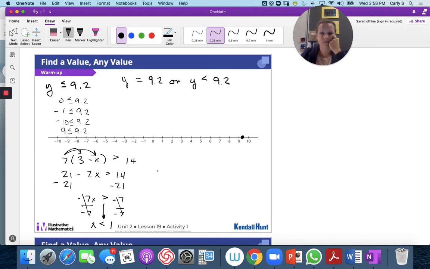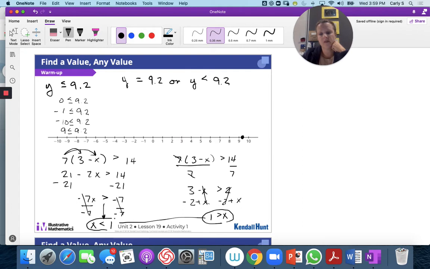Let's try this another way. I personally like dividing both sides by 7 first, and I get 3 minus x is greater than 2. I add x to both sides and subtract 2 from both sides, and I get x is less than 1, or 1 is greater than x. The inequality sign is eating the 1 for both of them, so it doesn't matter which way you do it. But you do need to remember that when you divide by a negative, your inequality has to flip.